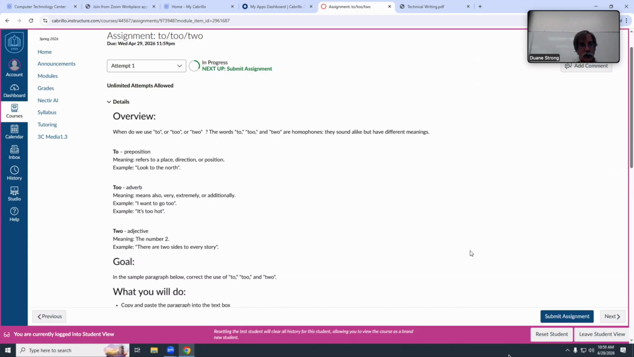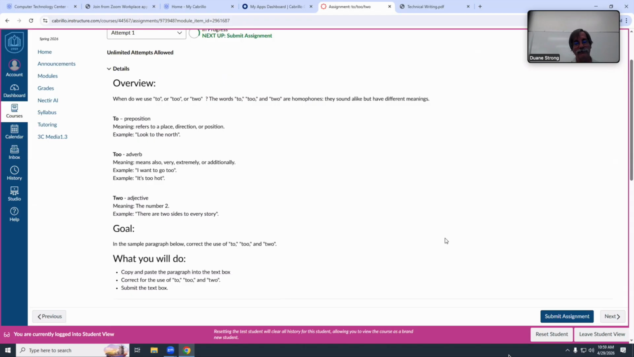So we have to, which is a preposition. Remember the parts of speech: a preposition is mostly a positional word. It's got position right in the name, preposition. So it refers to a place, direction, or position. So in my example, look to the north. I think about pointing to.